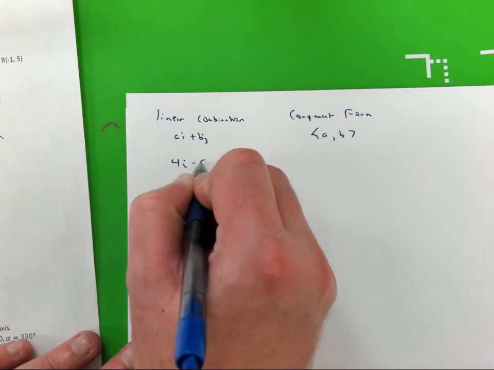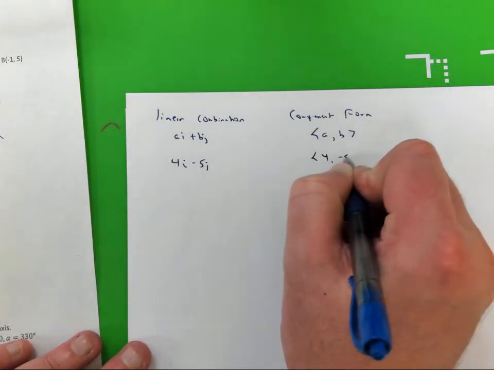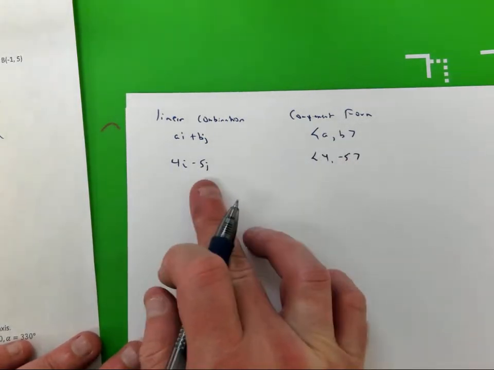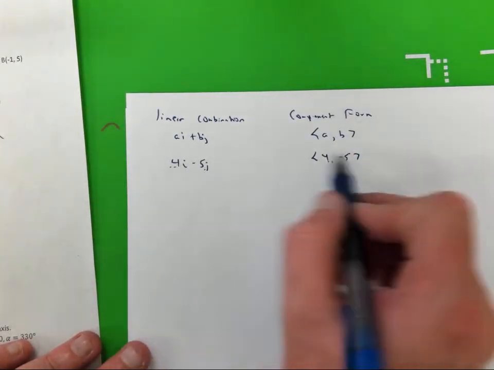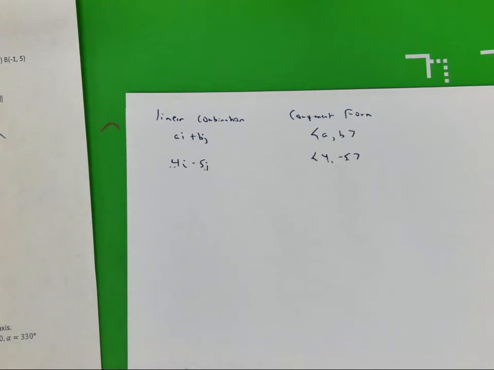Let's say we have this. That means the same: 4i minus 5j, (4, negative 5). That's your horizontal component and your vertical component. It means the same. It's just written two different ways.